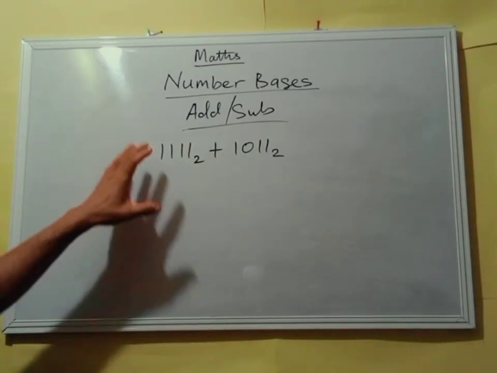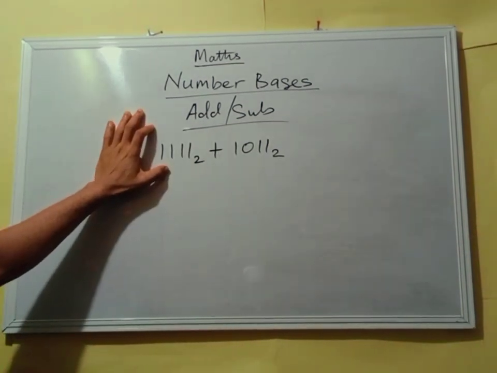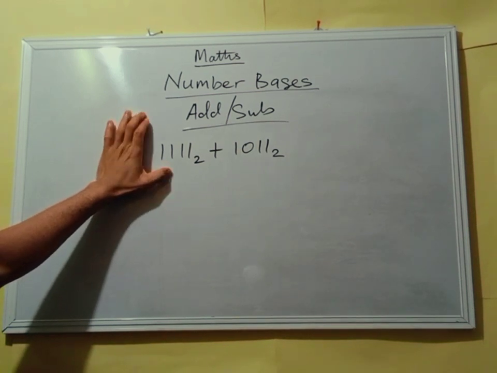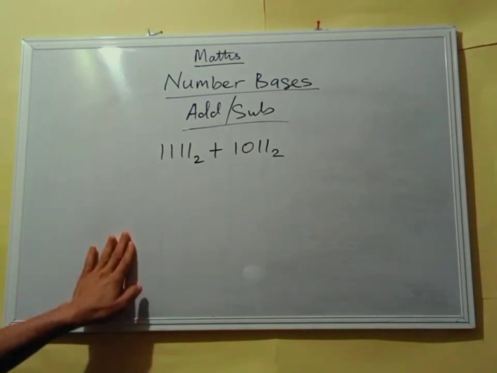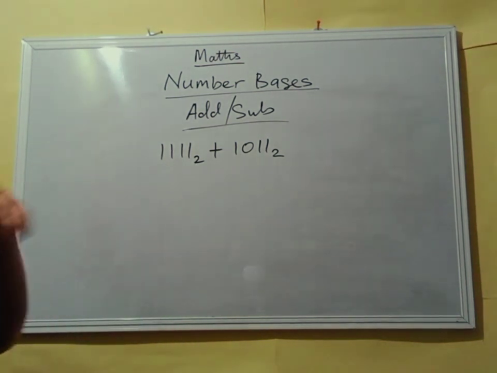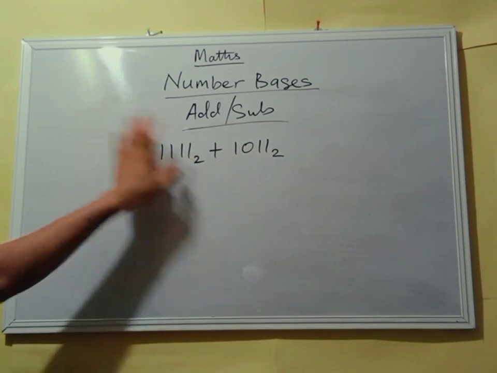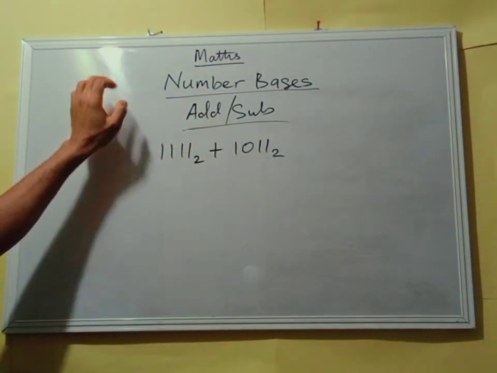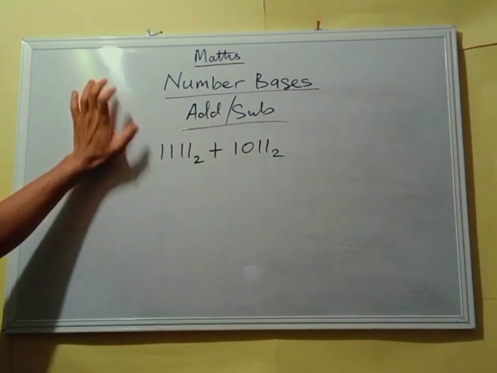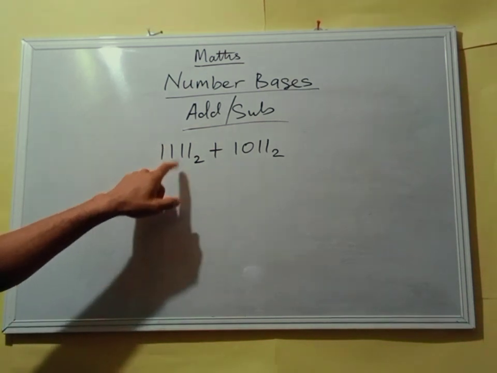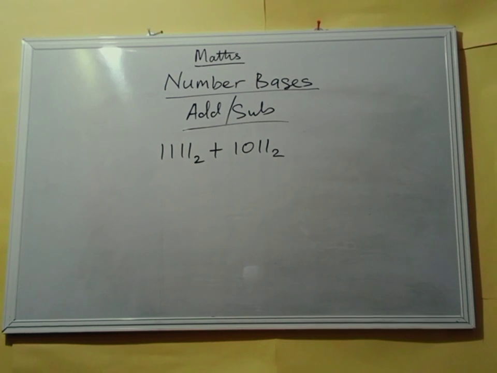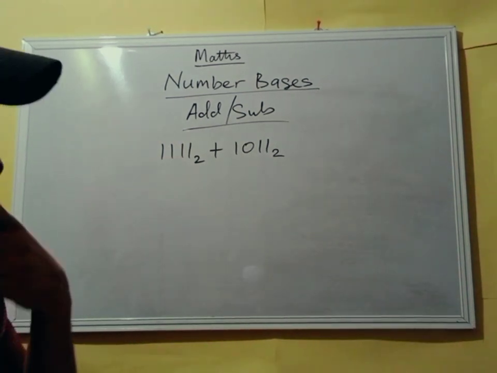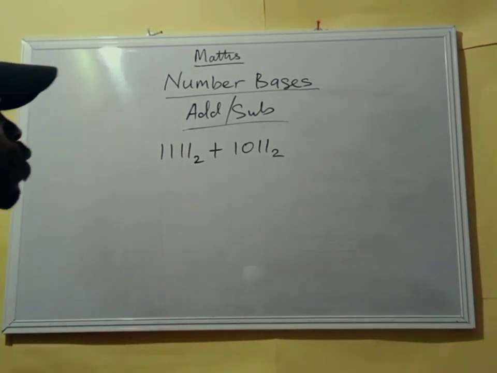Before you watch me solve this one, I'd like you to pause it and try solving it by yourself, and keep your answer. When I finish solving, you look at it and check if you got it right. Alright, so just take this as class 4. 1111 base 2 plus 1011 base 2. You can pause it now on your screen and solve it before you continue watching.